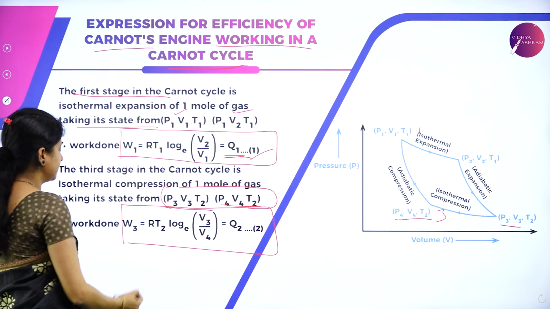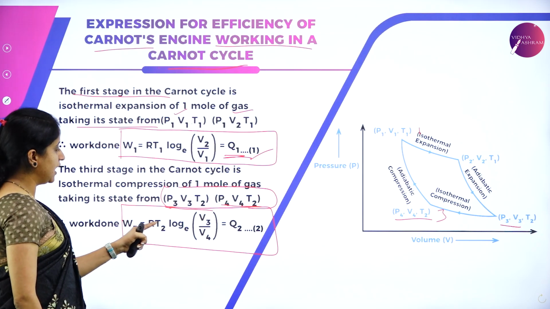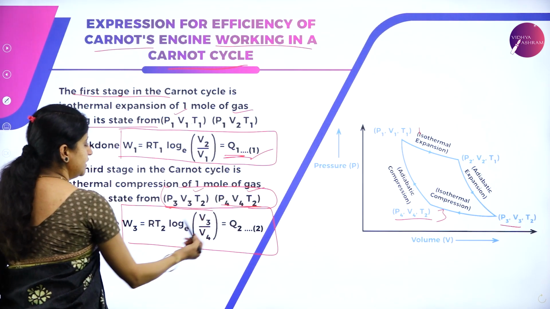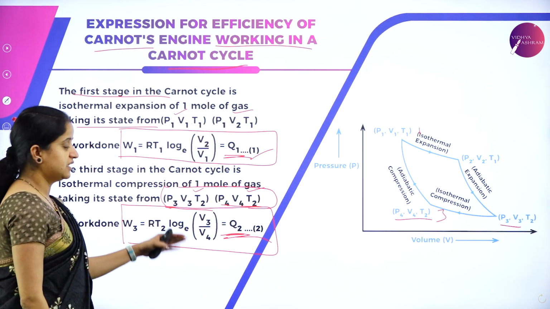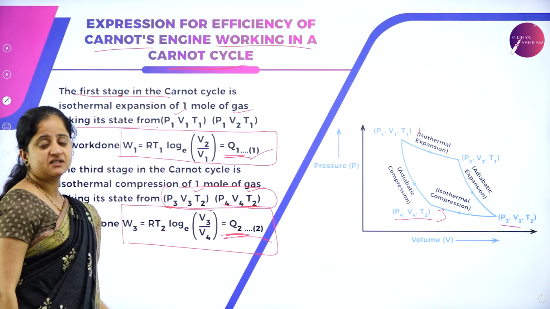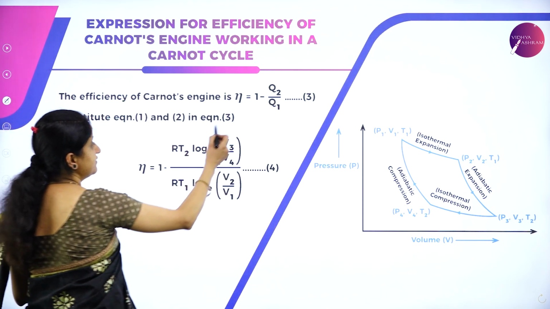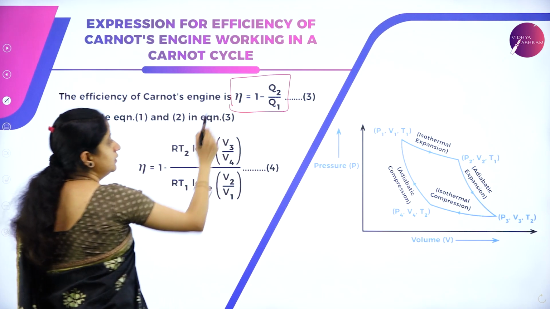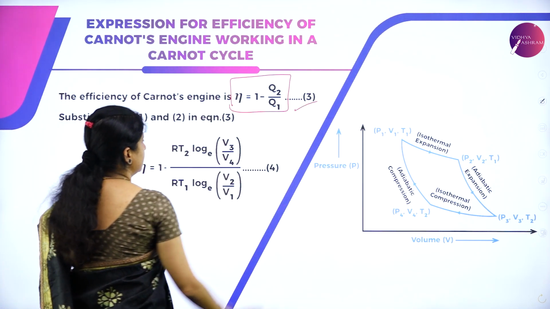Now the expression becomes W3. Since it is third stage, W3 is equal to R T2, here you can observe T2 log e V3 divided by V4. We will consider this as Q2, which is our second equation. So now the efficiency of engine is given by eta is equal to 1 minus Q2 divided by Q1. Say for example, it is our equation 3.